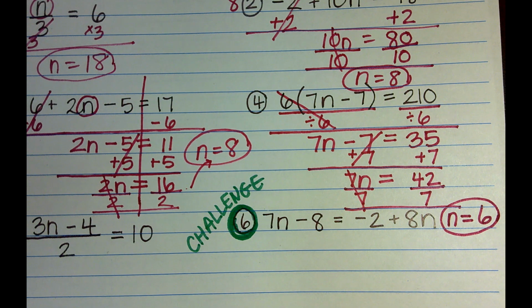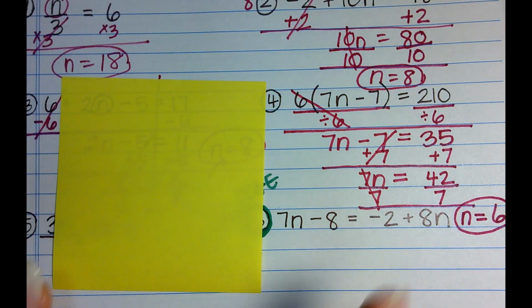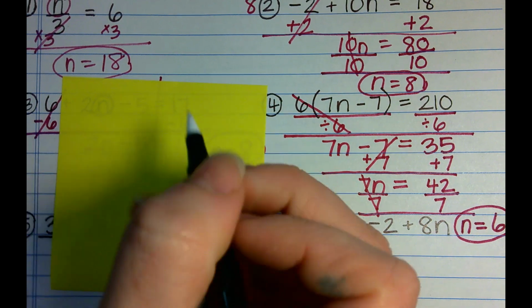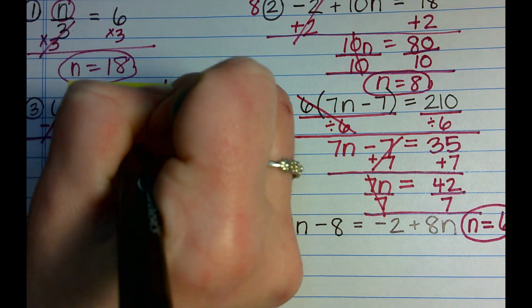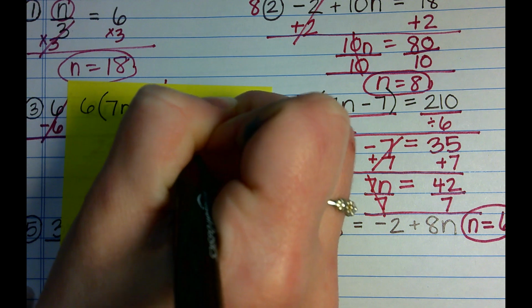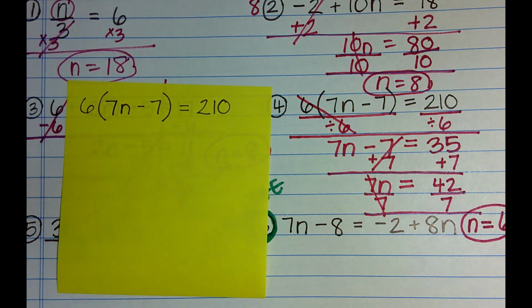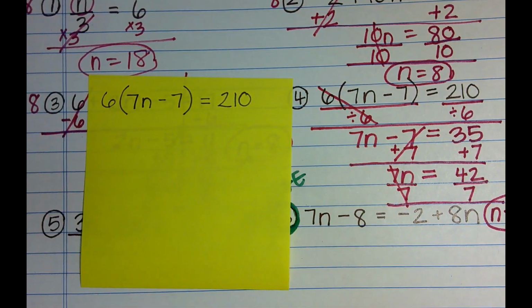Let's look at the other way we could solve this. Yeah, some of us didn't do it like that. That's okay. I'm sure a lot of us did it different ways. Let's look at the other way. So I'm going to rewrite my original problem. 6 times 7n minus 7 equals 210.